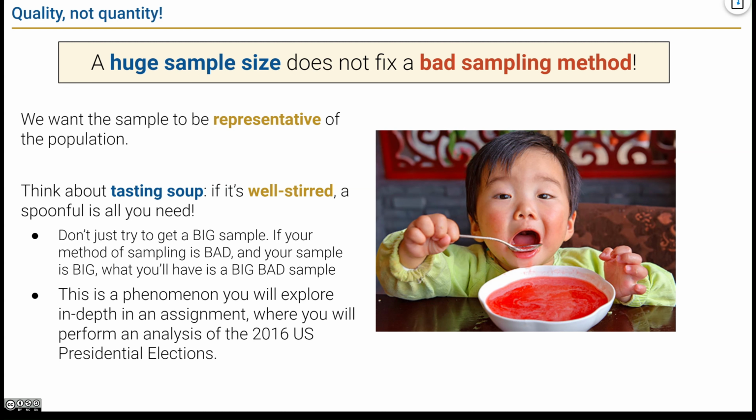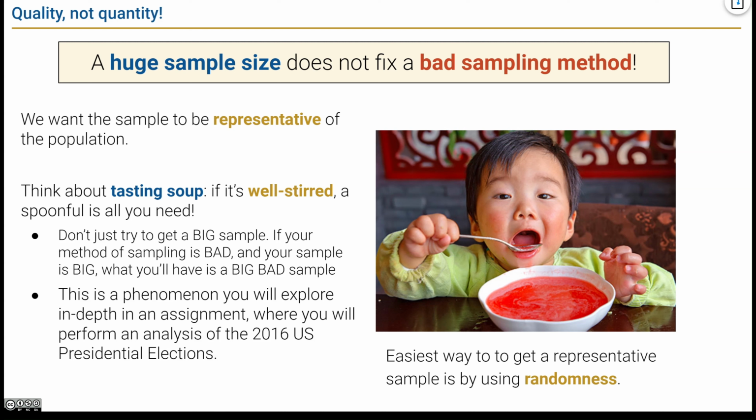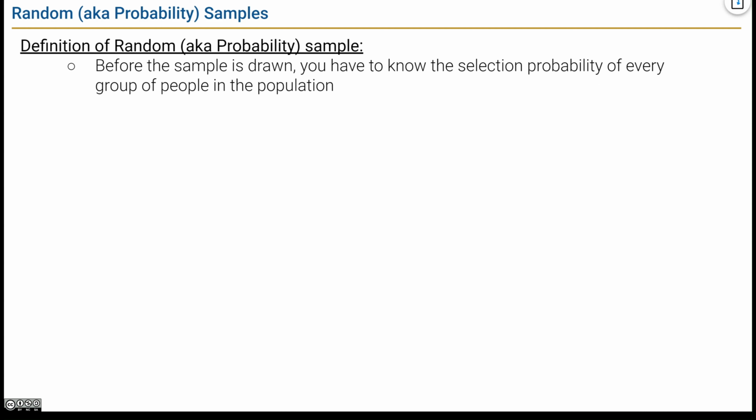This is a phenomenon we're going to have you explore more in depth in one of your assignments, where you'll perform an analysis of the 2016 US presidential elections. The key takeaway here is the easiest way to get a representative sample is by using randomness. Okay, what do I mean by randomness? A random sample, which we're going to call a probability sample, is specifically a sample that has these characteristics.